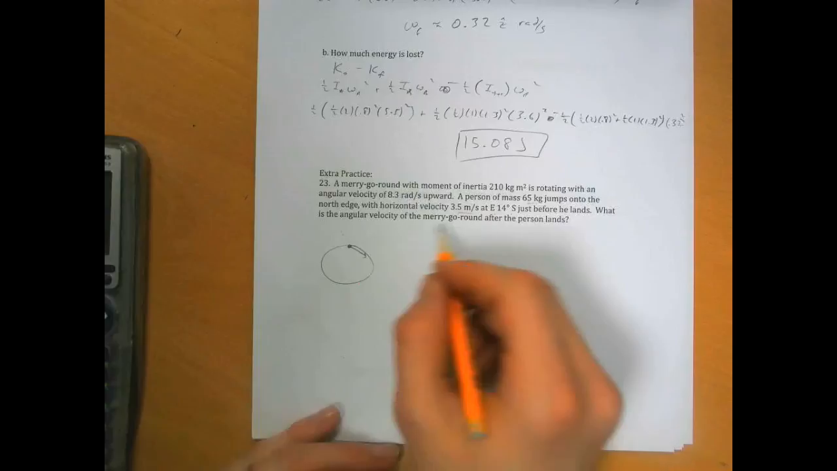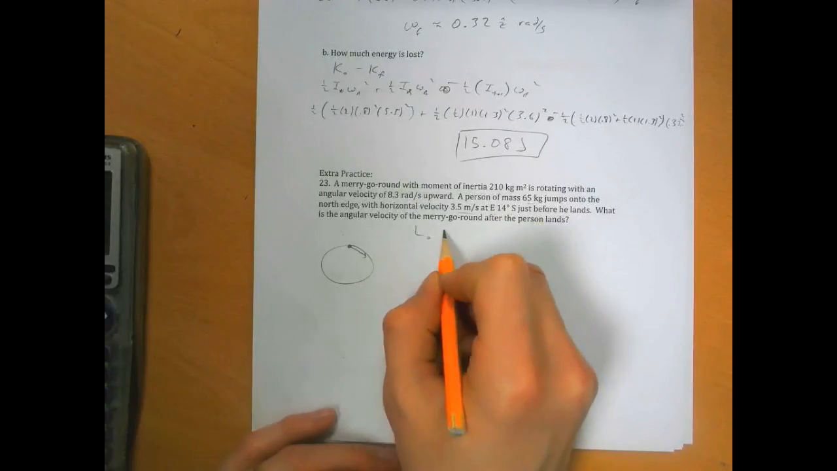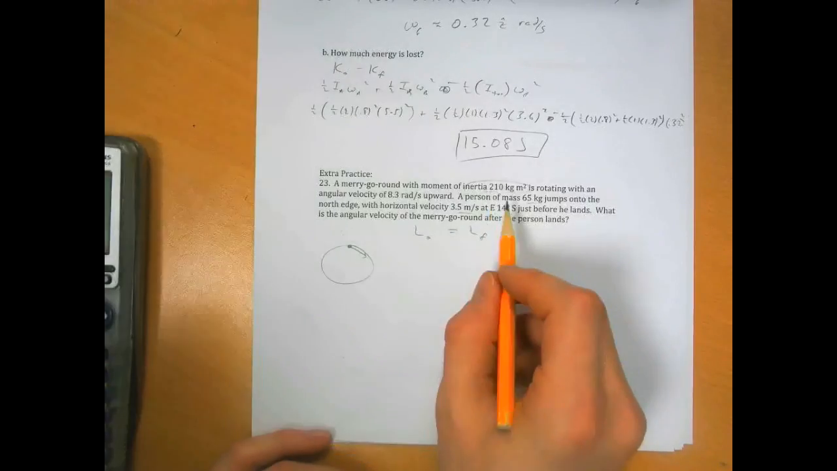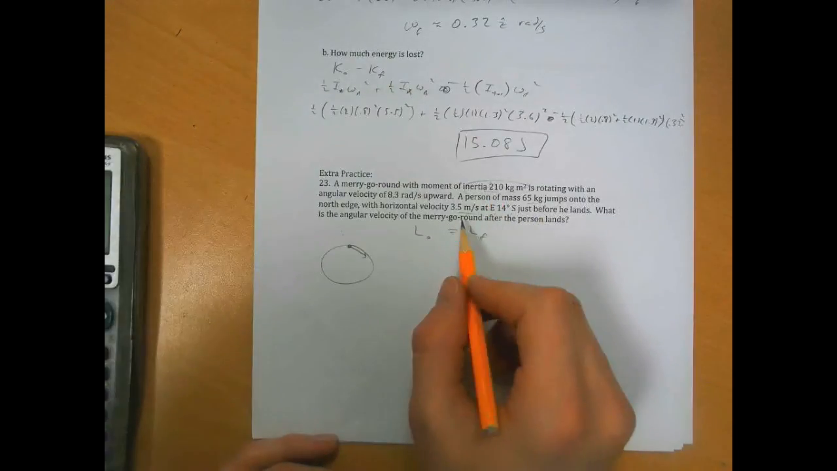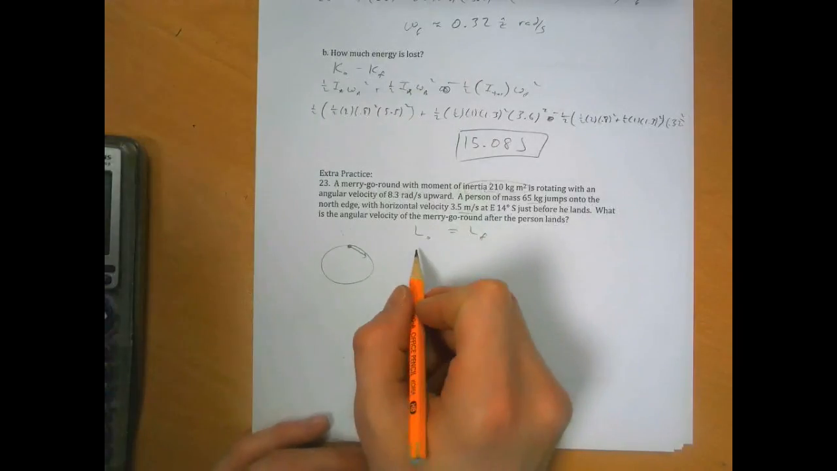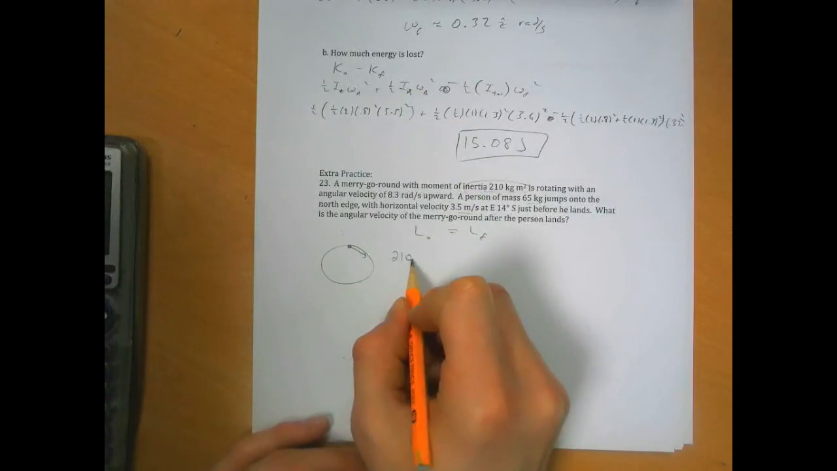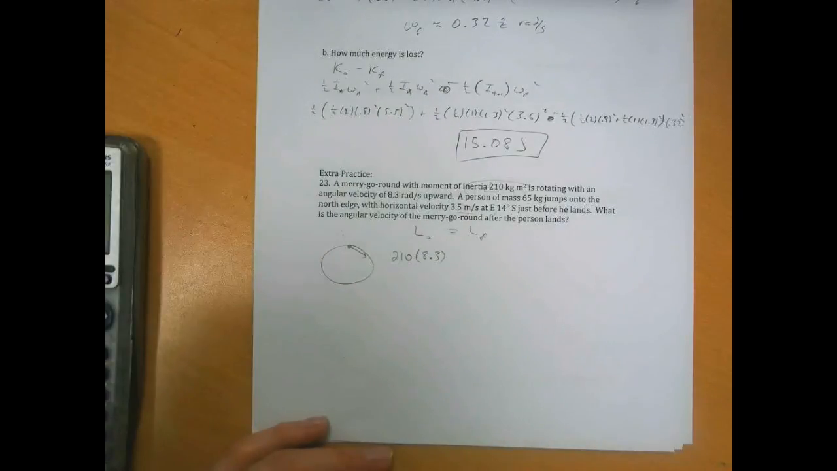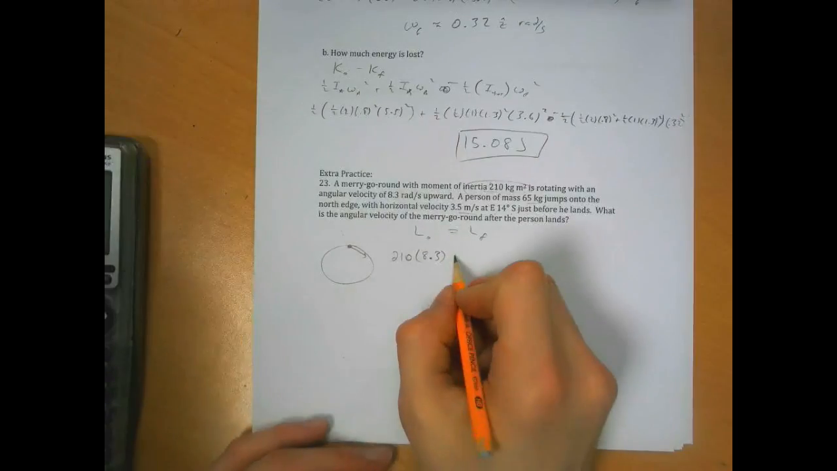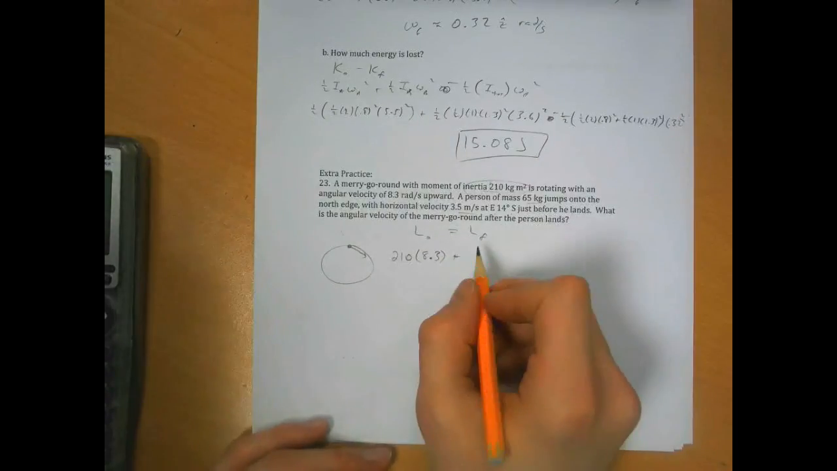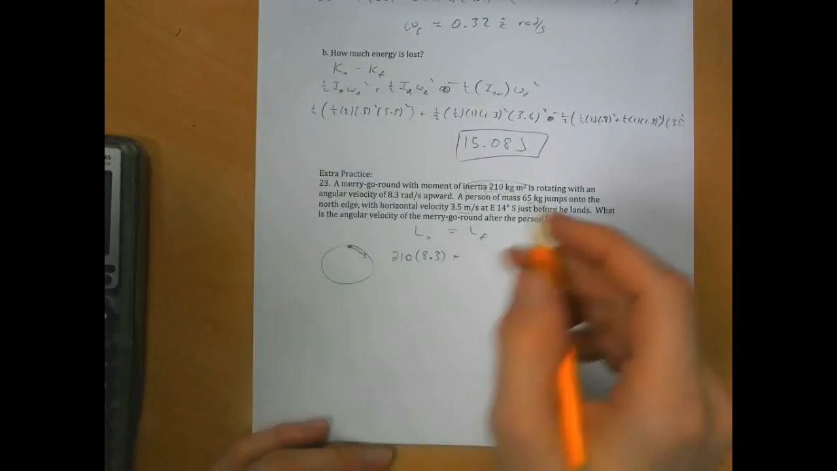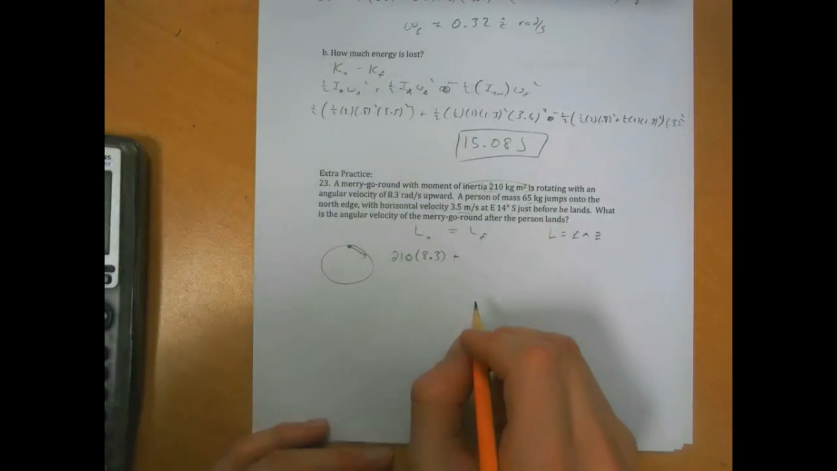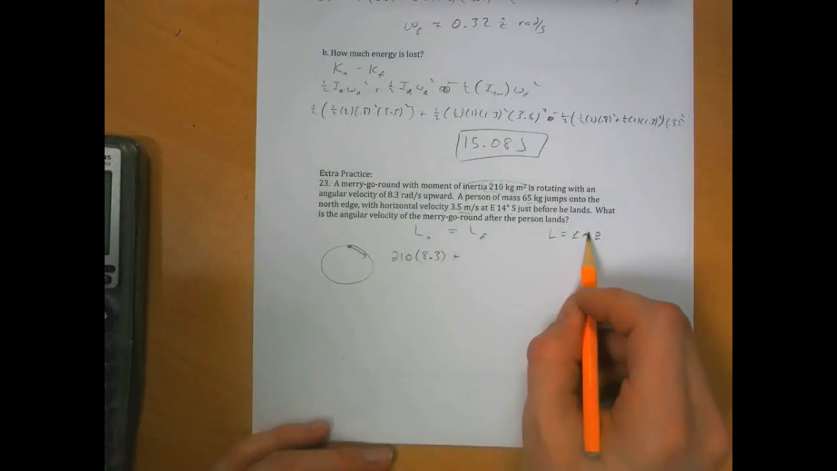Well, this is a conservation of angular momentum. We can say initial momentum equals final momentum. For the merry-go-round, we're given the moment of inertia, which is handy, because then we don't have to worry about which formula we're going to use. So we have the moment of inertia of the merry-go-round times the angular velocity of the merry-go-round. Now the person: the angular momentum is r cross p.